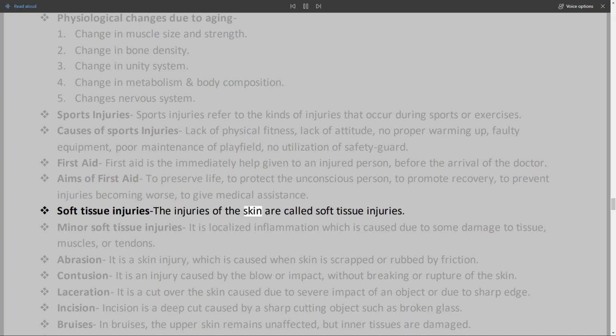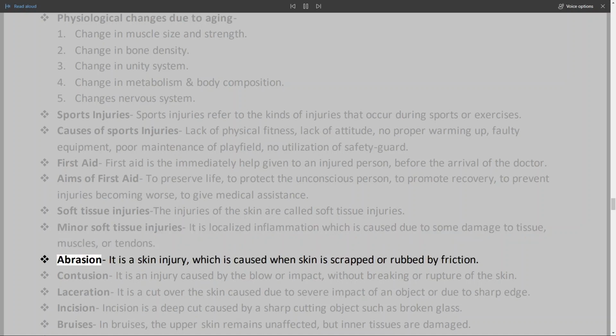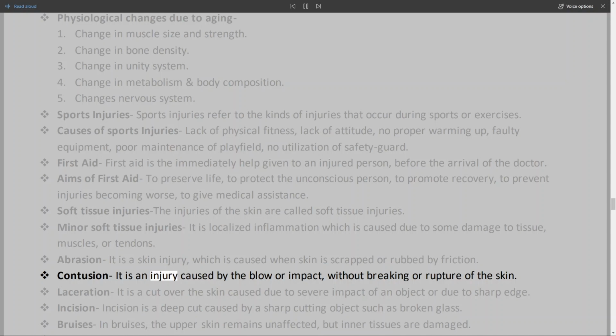Soft tissue injuries. The injuries of the skin are called soft tissue injuries. Minor soft tissue injuries: localized inflammation which is caused due to some damage to tissue, muscles, or tendons. Abrasion: a skin injury caused when skin is scraped or rubbed by friction. Contusion: an injury caused by a blow or impact, without breaking or rupture of the skin.